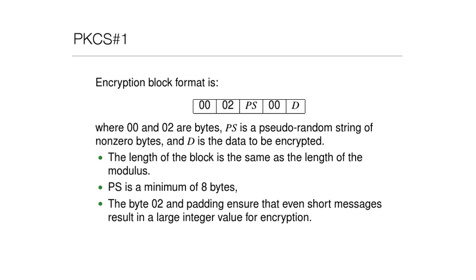The length of the block is the same as the length of the modulus, and PS is a minimum of 8 bytes. Byte 02 and the padding ensure that even short messages result in a large integer value for encryption. This is to make sure the message is large enough, even though the data to be encrypted is a very small value.